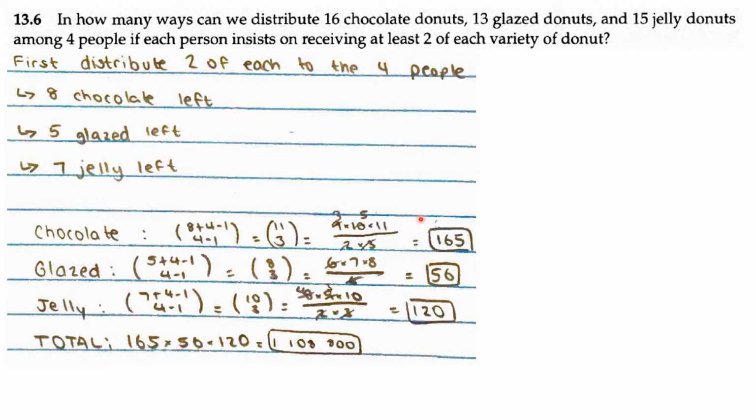So that's 165 ways. And glazed donuts is 56 ways, the same way, because there's 5 glazed ones left. So 5 plus 4 minus 1, choose 4 minus 1, is 56. And for jelly, since there's 7 jelly left, it's 7 plus 4 minus 1, choose 4 minus 1, which is 120. So in total, there's 165 times 56 times 120, which is 1,108,800 ways to distribute all these donuts.